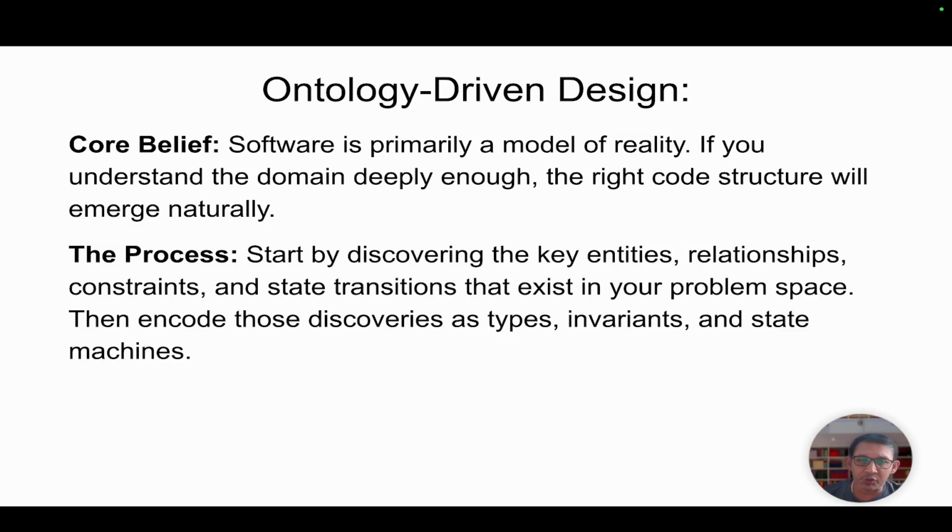The process looks like this. You start by discovering the key entities, relationships, constraints, and state transitions that exist in the problem space. You work with domain experts to understand not just what the system should do, but what the domain itself should do. Then you encode these discoveries as types, invariants, and state machines in your code. Now, let me give you a concrete example with payment processing.